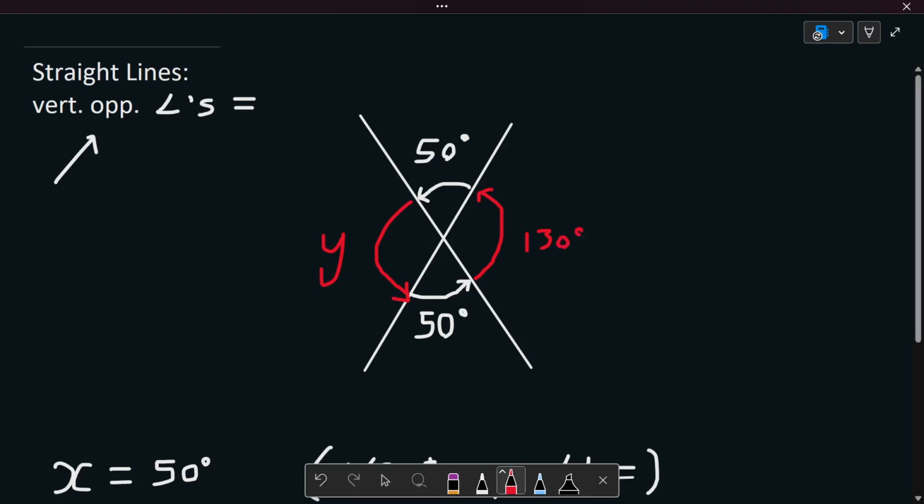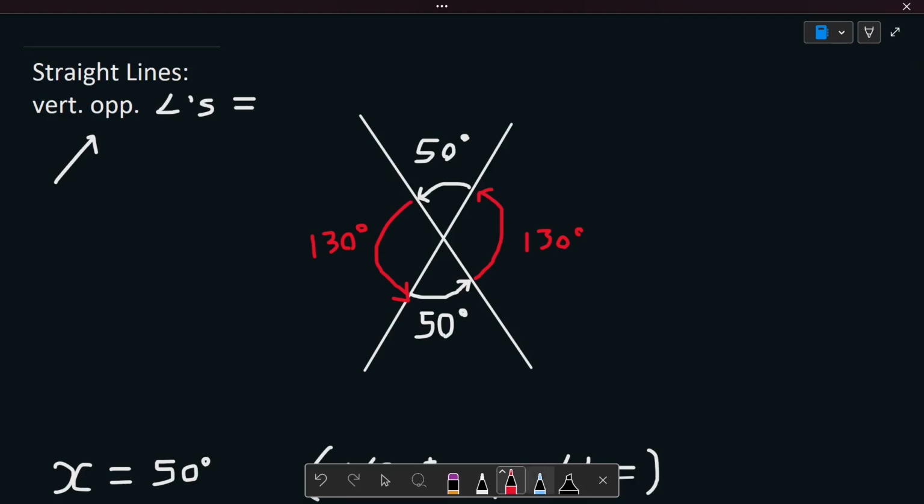then we can obviously deduce, or conclude, that this angle over here is equal to 130 degrees as well, because it's also vertically opposite to the angle of 130 degrees. So let's also write down 130 degrees. Okay, so what can you see over here?